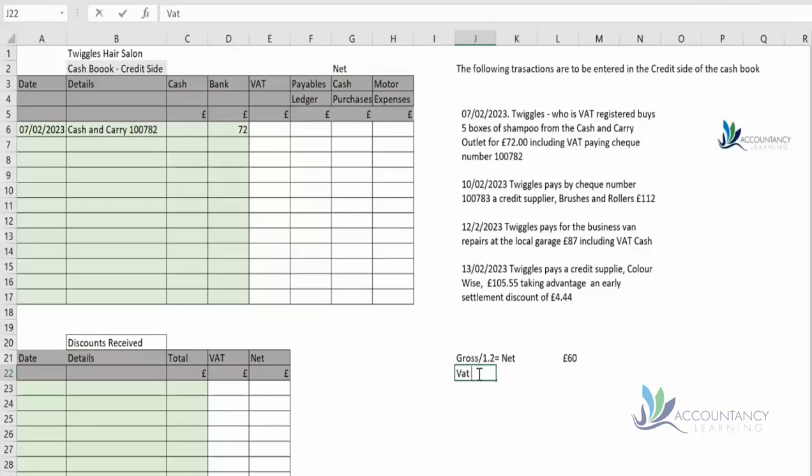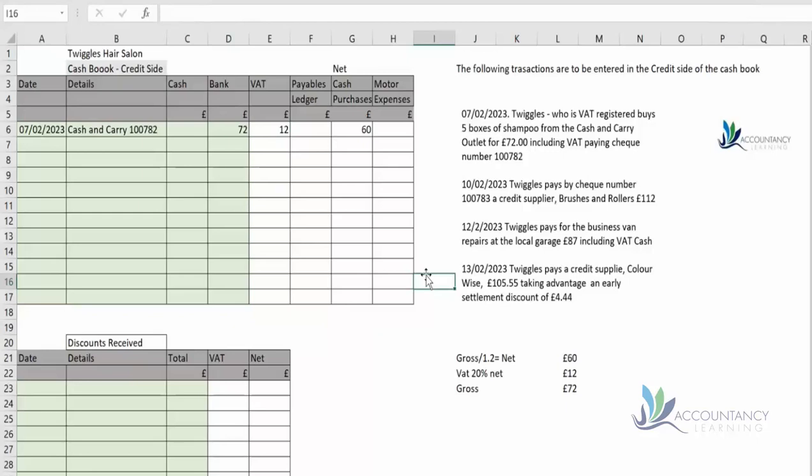And the VAT is 20% of the net. 20% of £60 is £12. Total those, and that will give you, once again, the gross value. So we can analyse the £72 as £12 VAT and £60 net purchases.